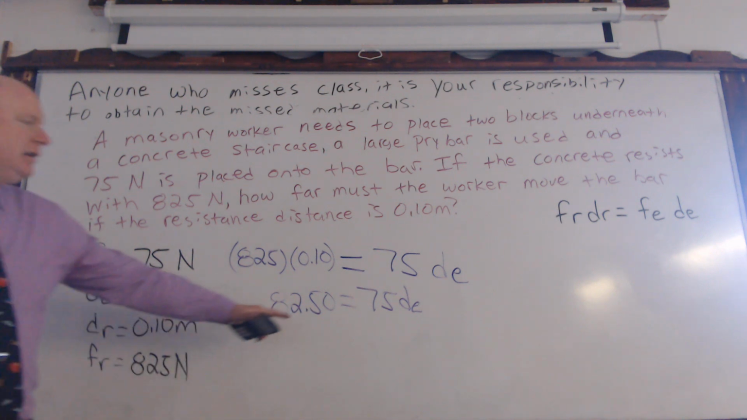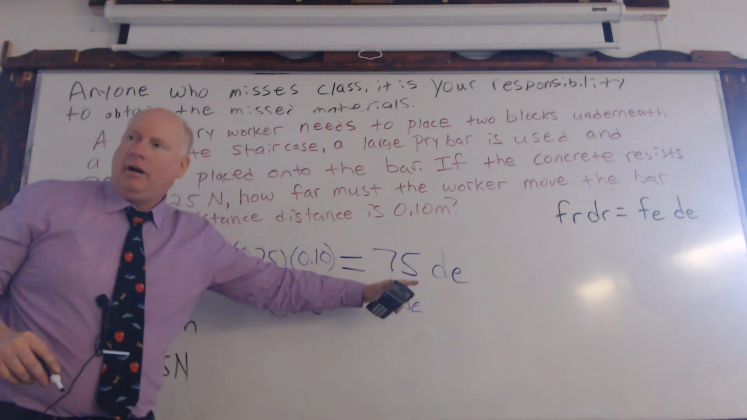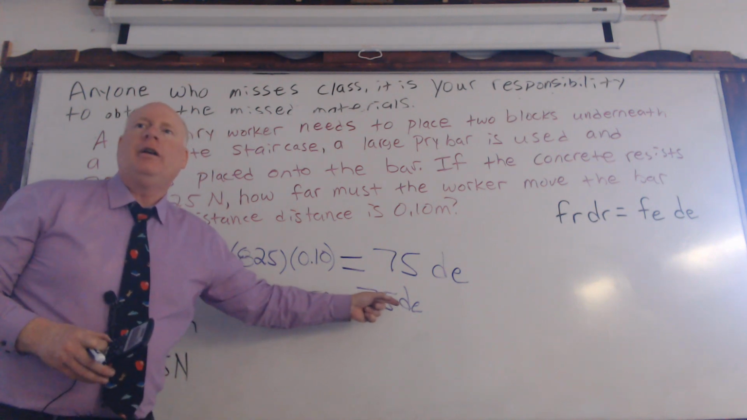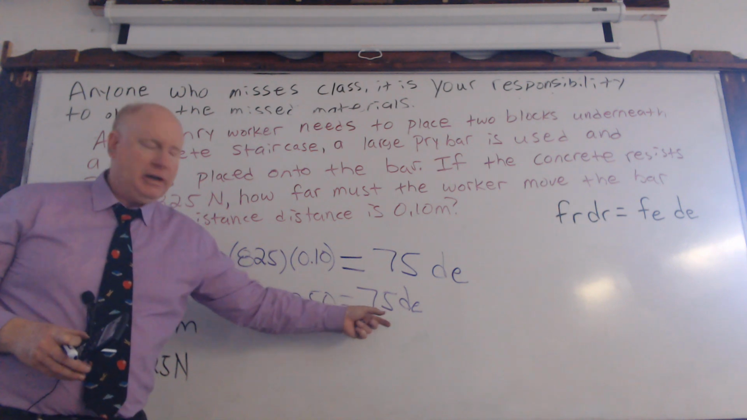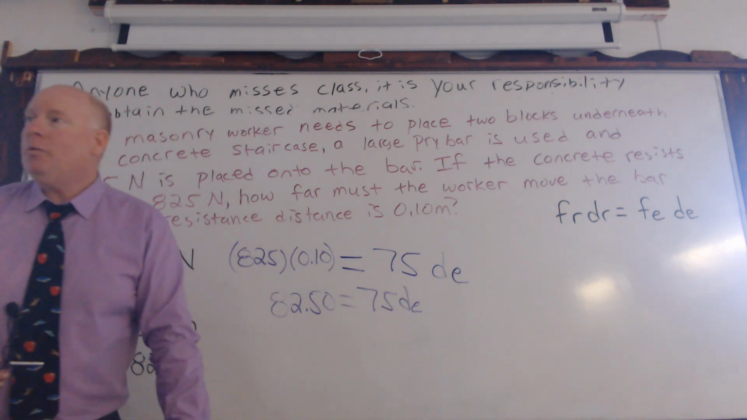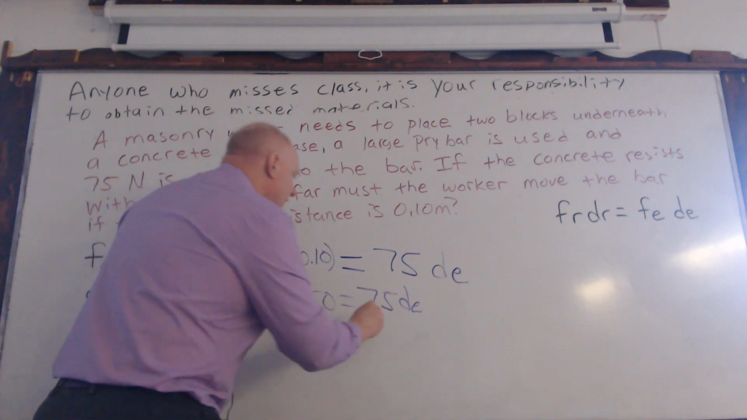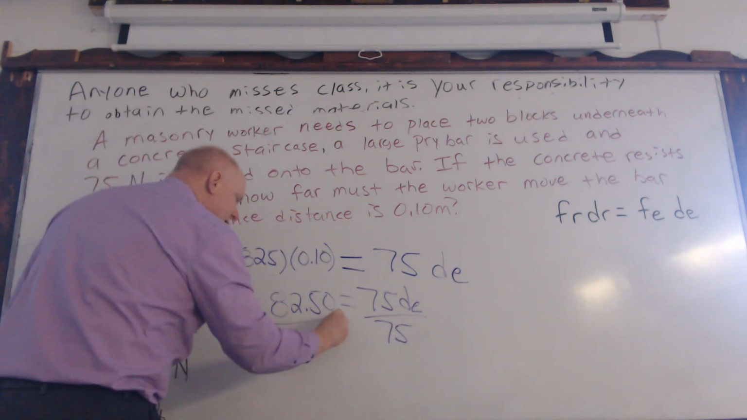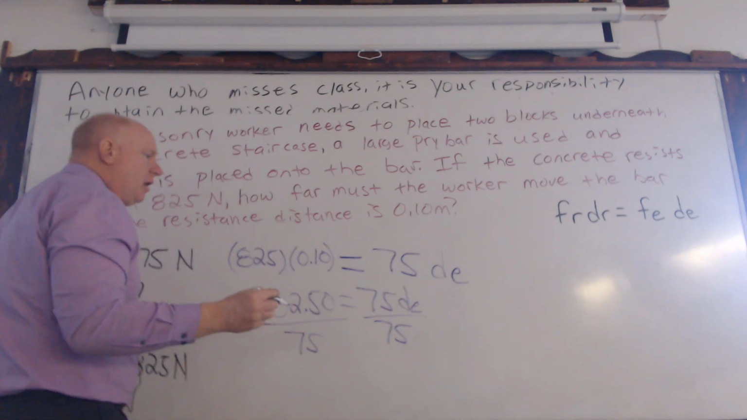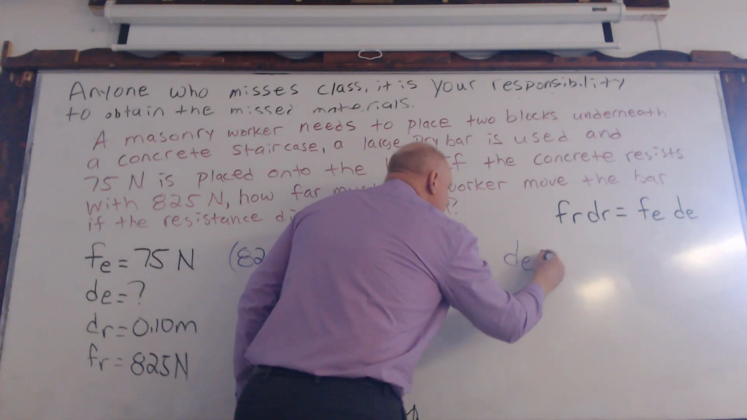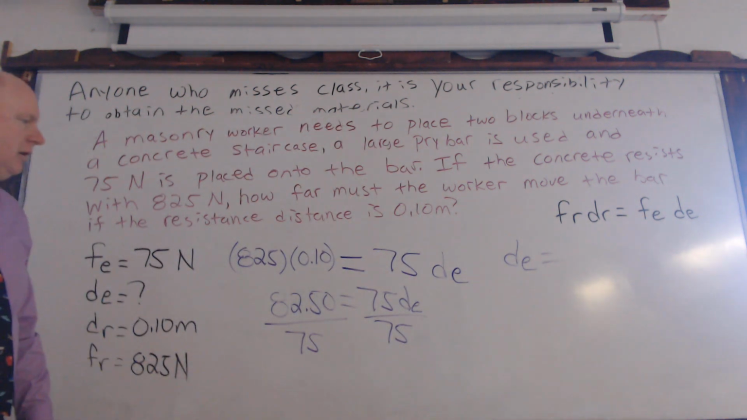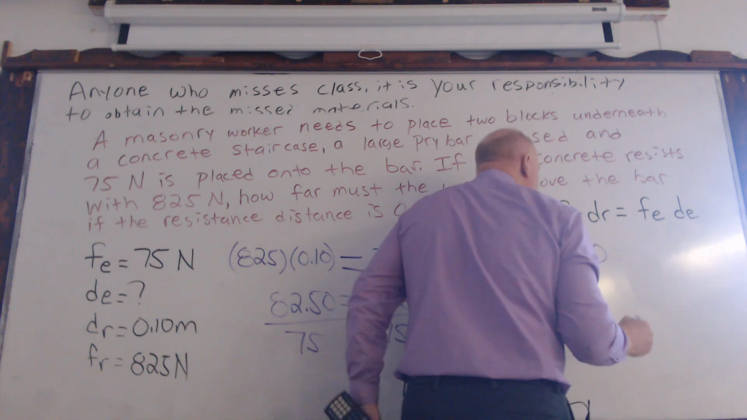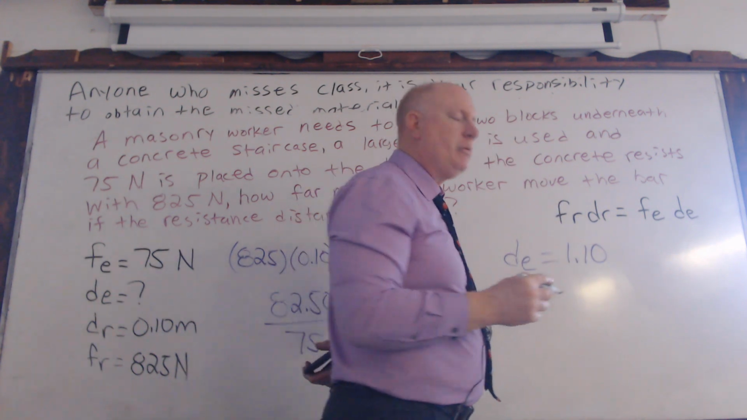So how do we get our effort distance all by itself? What function are we doing right here? And how do we undo multiplication? Yes, you're going to divide. By what? By 75. If we do that to the right side, what do we got to do to the left? Same thing. So our effort distance then is approximately what? 1.10. And that is what? 1.1 meters.